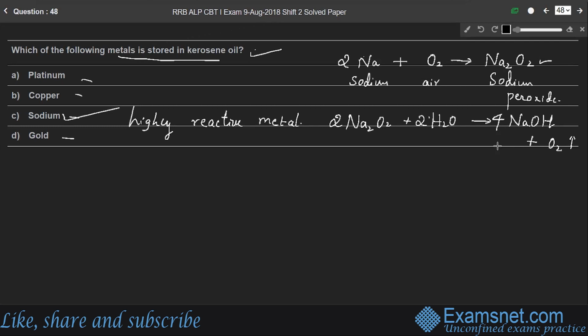Therefore, sodium is stored in kerosene because kerosene contains no water. And it protects sodium from being exposed to moisture. Sodium doesn't react with kerosene, right? Therefore, option C is the right answer.